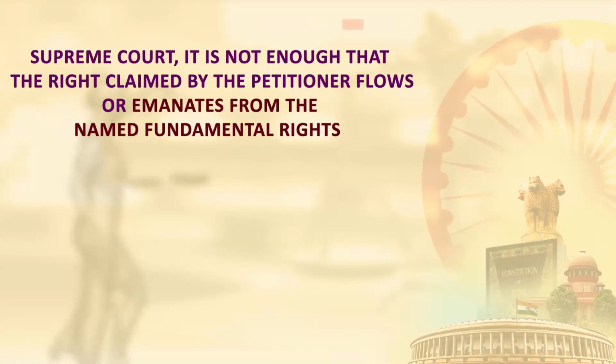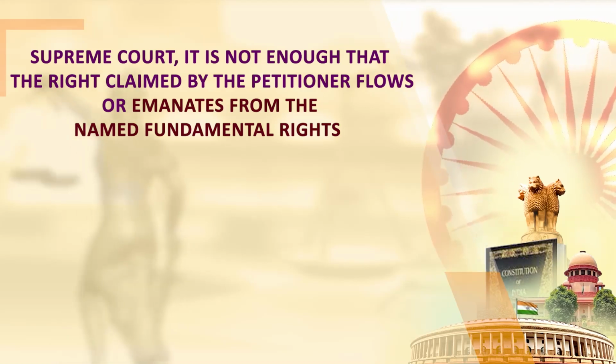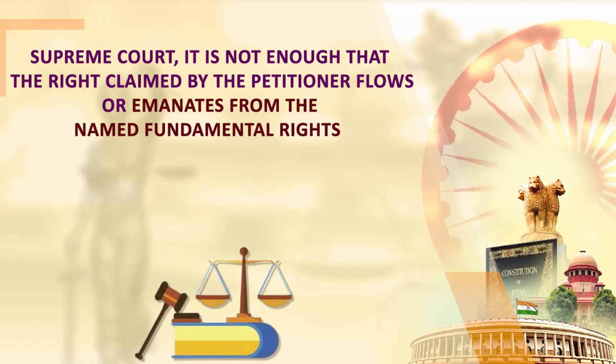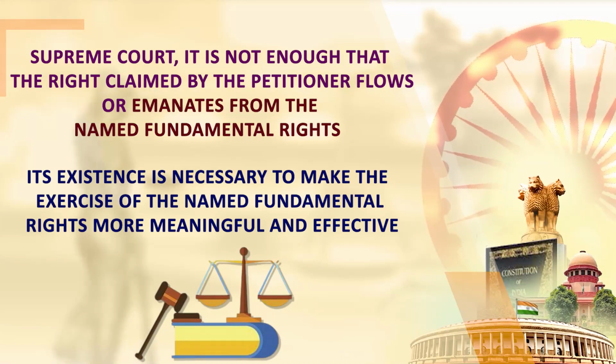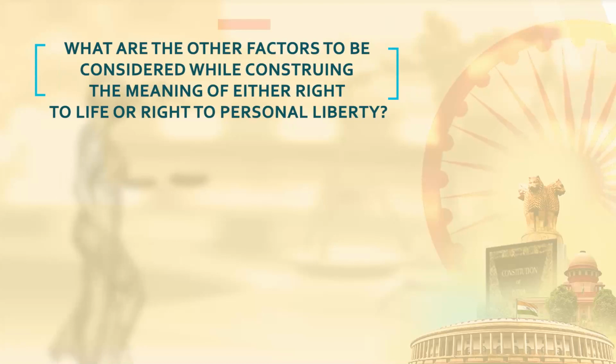So according to the Supreme Court, it is not enough that the right claimed by the petitioner flows or emanates from the named fundamental right, or that its existence is necessary to make the exercise of the named fundamental right more meaningful and effective. Every activity which facilitates the exercise of a named fundamental right is not necessarily comprehended in that fundamental right. So what are the other factors?